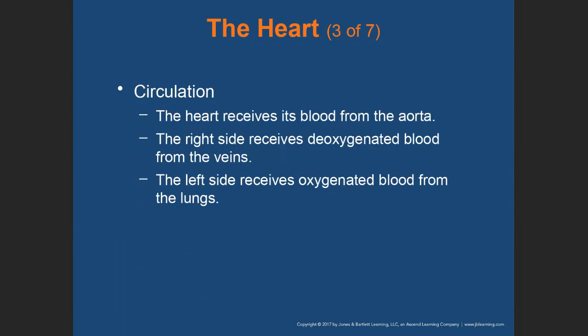Circulation. The heart receives its blood from the aorta via the coronary arteries. The right side receives deoxygenated blood from the veins, and the left side receives oxygenated blood from the lungs.